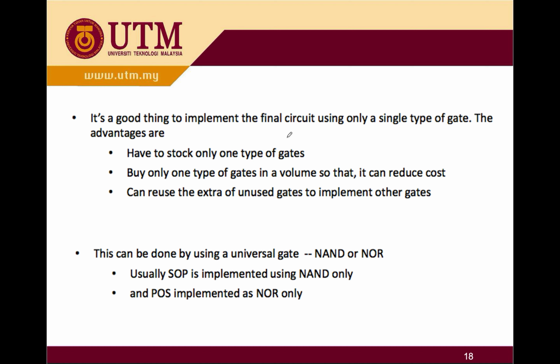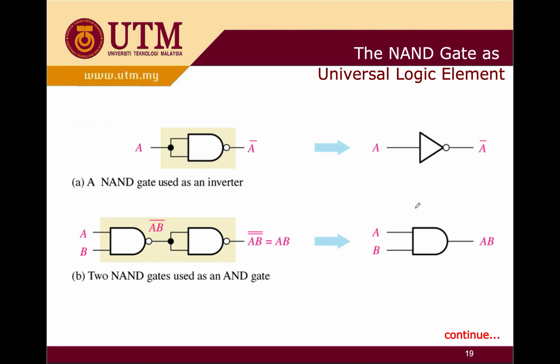So the keywords that you need to note about universal gates are NAND and NOR. Normally SOP will be implemented using NAND gate only, while POS will be using NOR gate. Is it okay? That's the big difference between SOP and POS.